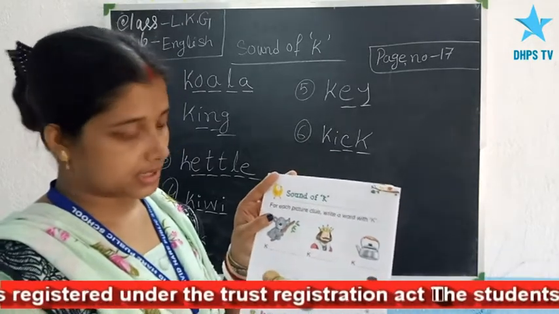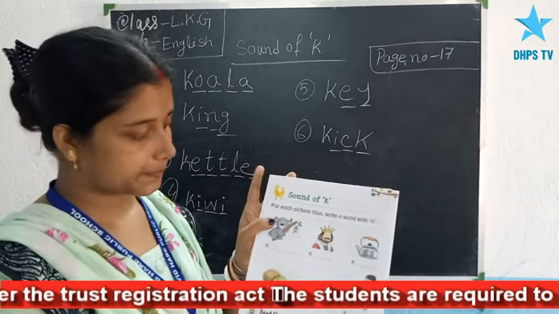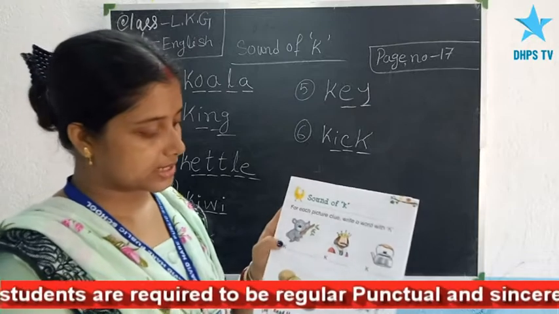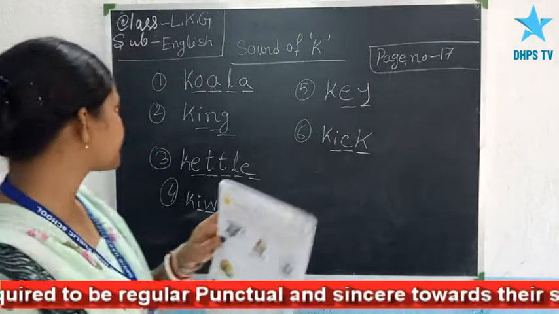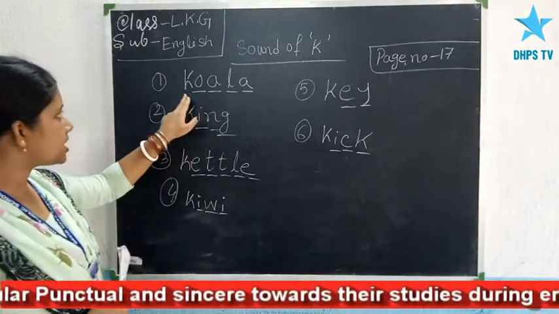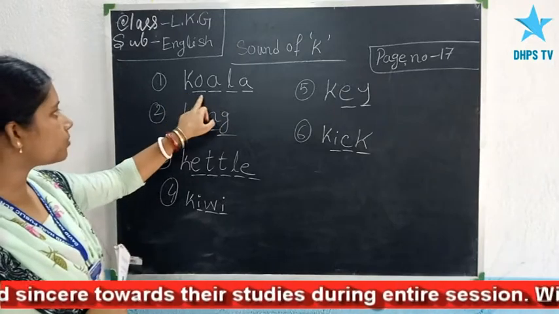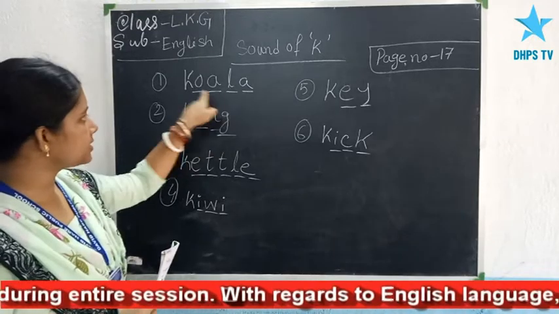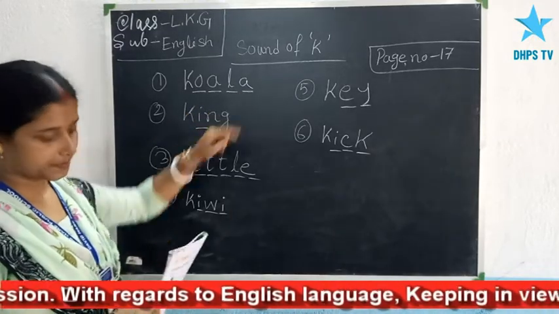Match with the pictures. Now see the picture. This is a picture of a koala, and the first letter K has been written. Now here the spelling of koala is K-O-A-L-A. So you have to fill all the blanks just like this.